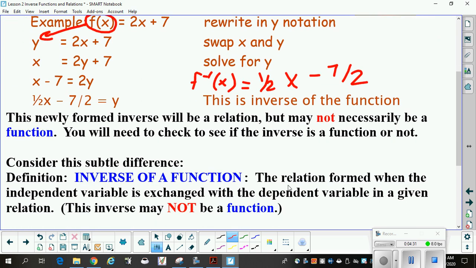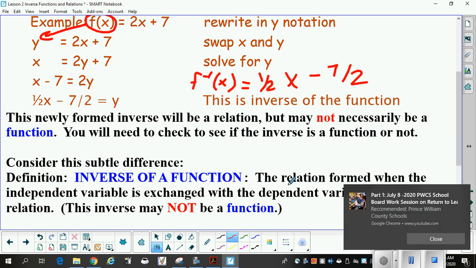Now, something to be noted is that this newly formed inverse will be a relation, but it may not necessarily be a function. You need to check to see if the inverse is a function or not. Remember that a function is defined as for any given input, there is one and only one output. It also passes the vertical line test. Now, in this case, the inverse relation is a function, but it's not always true.